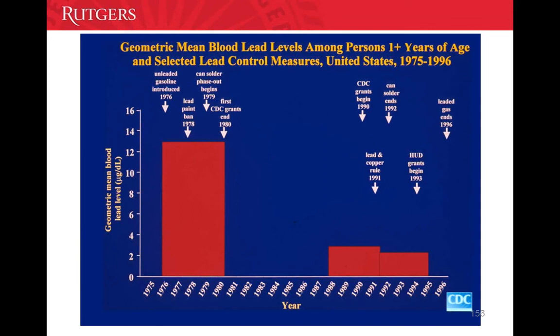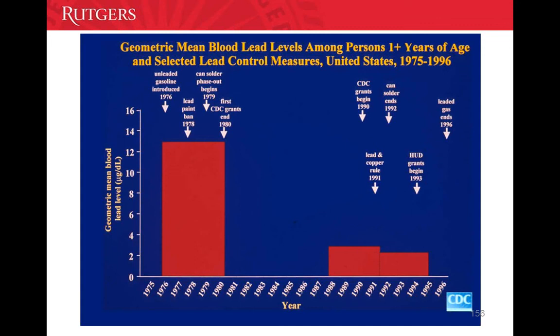So here's an environmental health success story. Okay, here is the story of lead removal in the United States. And you can see that the blood lead levels, in micrograms per deciliter, back in the mid-70s were about 12 or 13 micrograms per deciliter. Unleaded gas was introduced in 76. They put a lead paint ban in 78. And they had the first CDC grants. It's a CDC slide, so we have to give them their due. First CDC grants to talk about lead management ended in 1980.